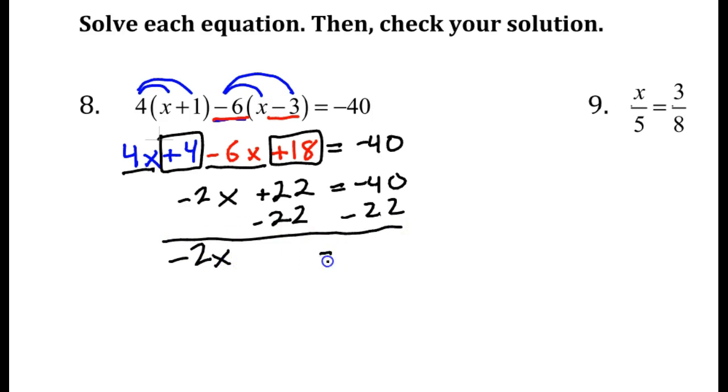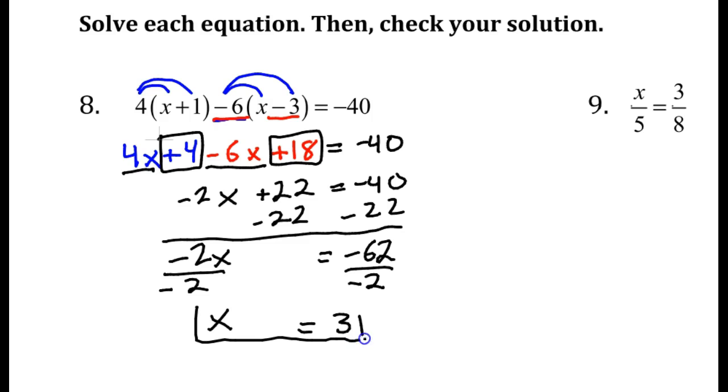-2 times what is equal to -62. And divide both sides by -2. I got x equals 31 positive. Negative divided by a negative is a positive. Okay. And now go ahead and do a check.